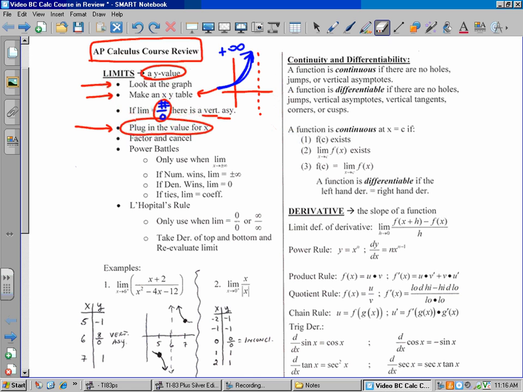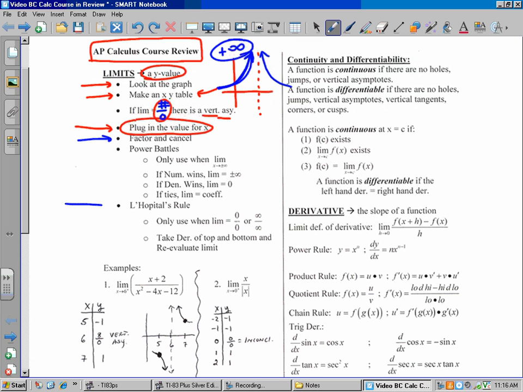That doesn't always happen. Just because you have a vertical asymptote doesn't mean that you can't get something like this. It's going to infinity on the left and going to infinity on the right, so then the value of the limit would be positive infinity. Other ways to look at limits, you could factor and cancel common factors and then reevaluate the limit.